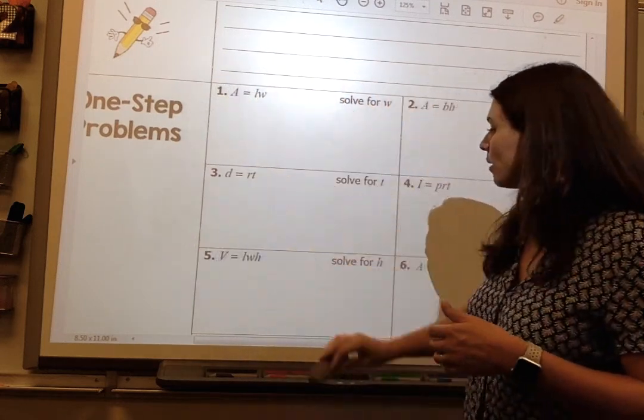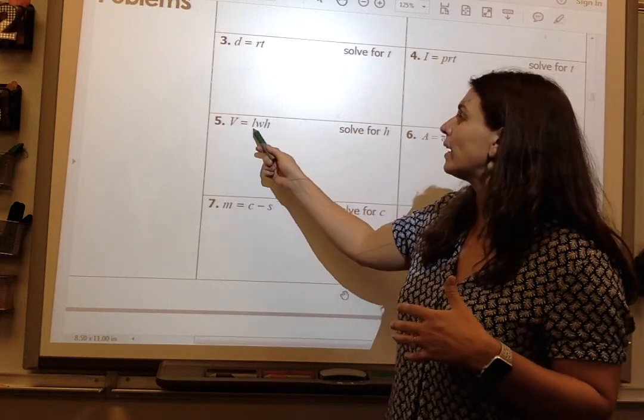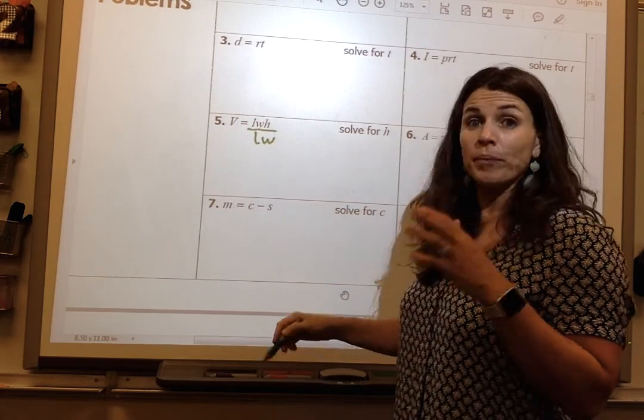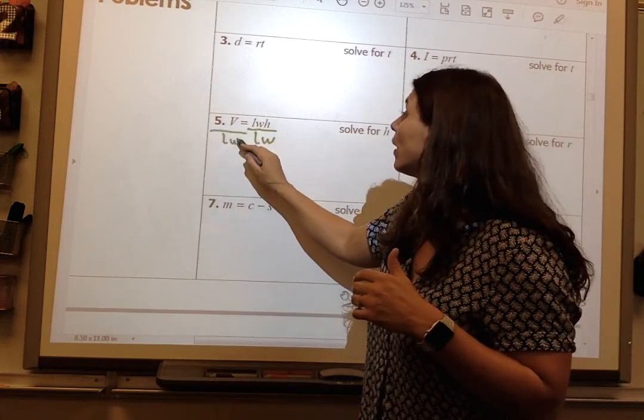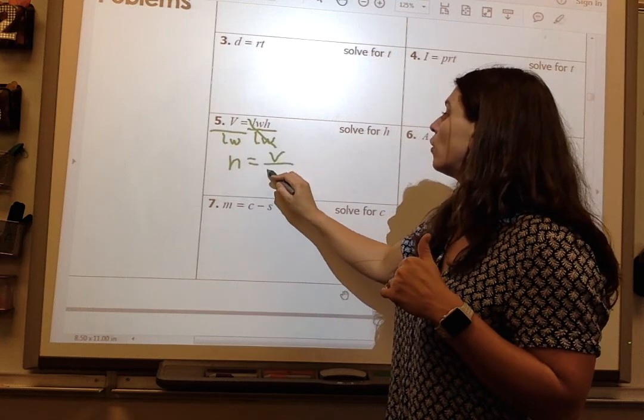Now, look at number 5. I'm solving for H, so I need to get rid of both L and W. I can do it at the same time. Over L and W. My L and W's cancel out, and I'm left with H equals V over LW.